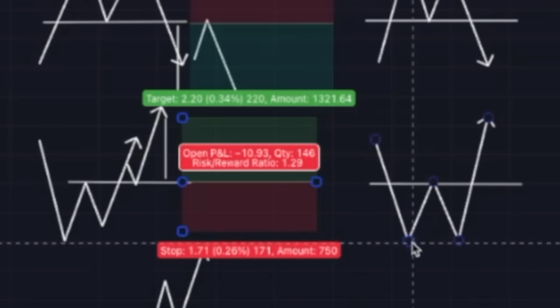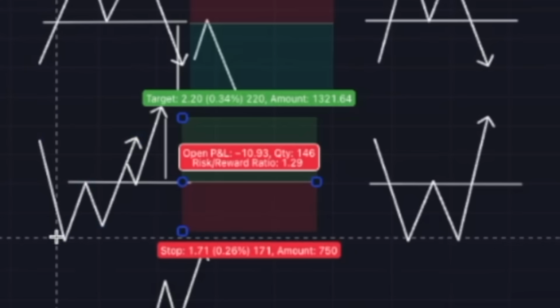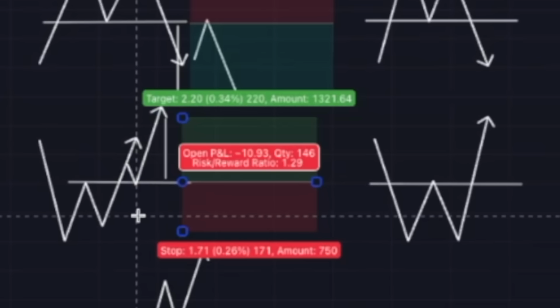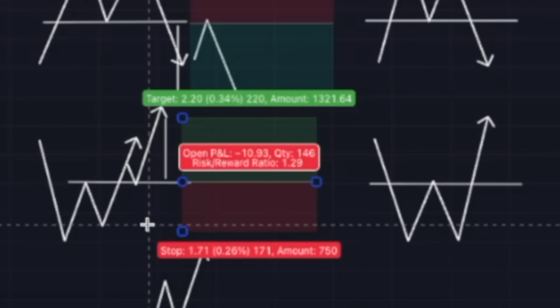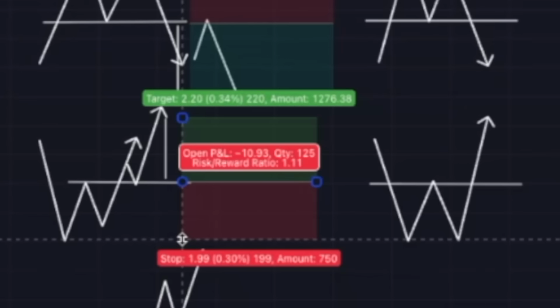So as you can see here, we have exactly the same low. On the W pattern here, we have different lows. So we have a low and a higher low. So sometimes the market maker moves a little bit lower, wanting to wick you out at the last low. So keep a little bit more room for the stop loss.